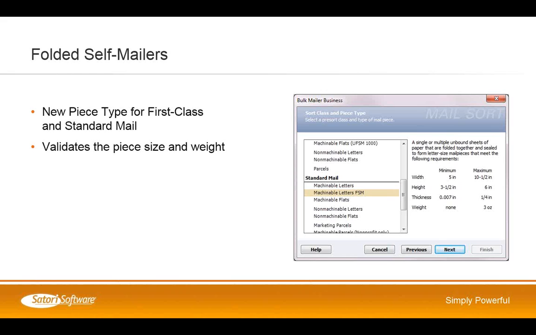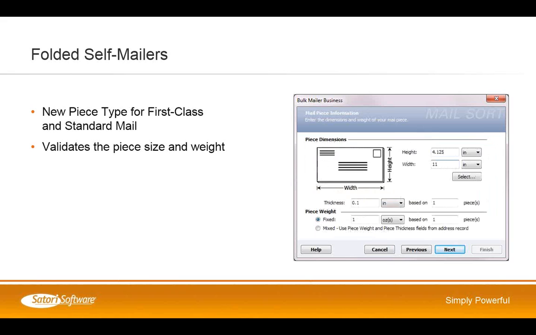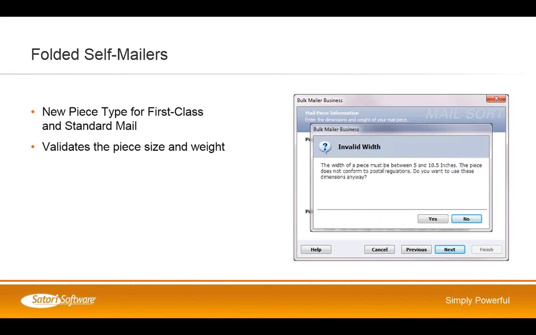If you select this piece type and enter a size that is not compliant with the folded self-mailer rules, we'll give you a warning telling you your piece is too long, too heavy, whatever it needs to be. That gives you the notification, hopefully before you've started production, so that you can be valid in the way you send your folded self-mailers.